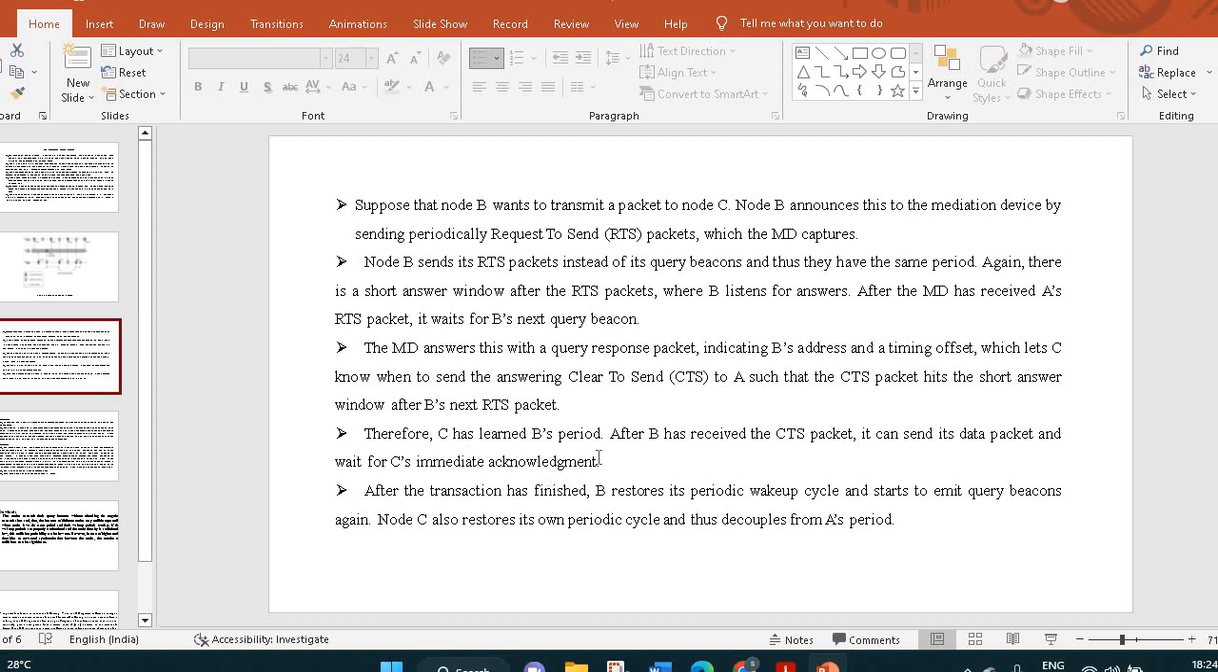After B has received the CTS packet, it can send its data packet and wait for C's immediate acknowledgement. After the transaction has finished, B restores its periodic wake-up cycle and starts to emit query beacons again. Node C also restores its own periodic cycle and thus decouples from B's period.